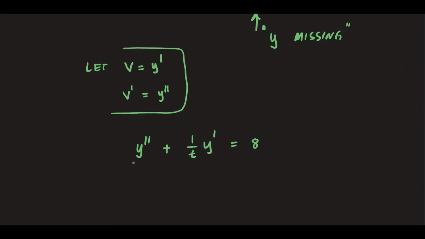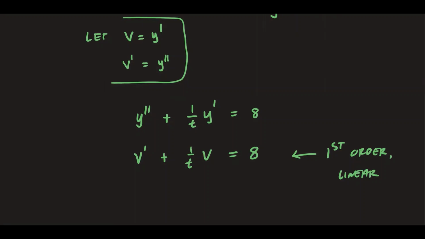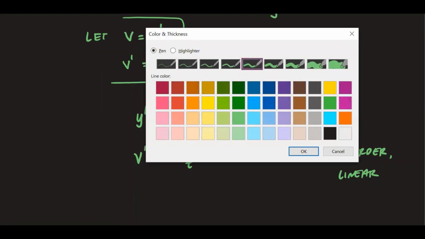Well, now we can make our substitution. So y double prime is going to be v prime, plus 1 over t times y prime, which is v, is equal to 8. Now this is a first order linear equation. So we are able to reduce the order to first order and it becomes something familiar, a linear first order equation. So hopefully you remember how to solve linear equations. You have to find an integrating factor mu, and then from there you proceed.